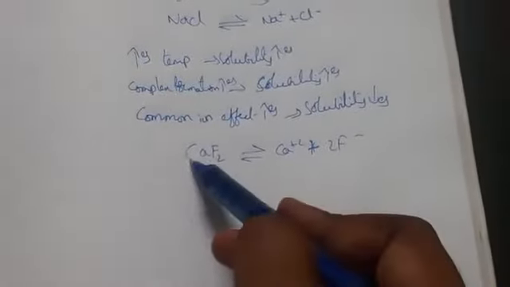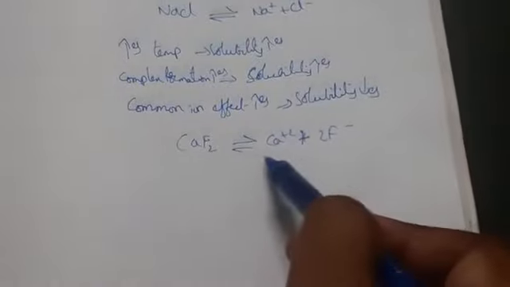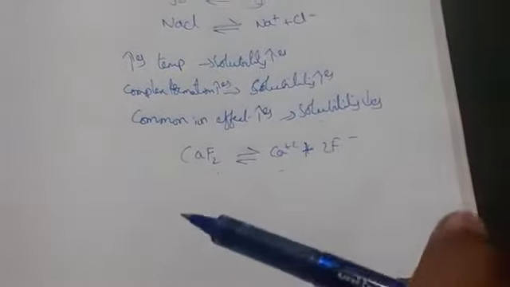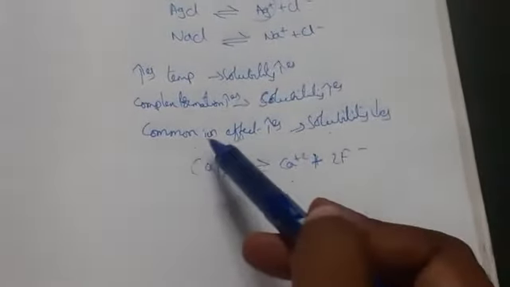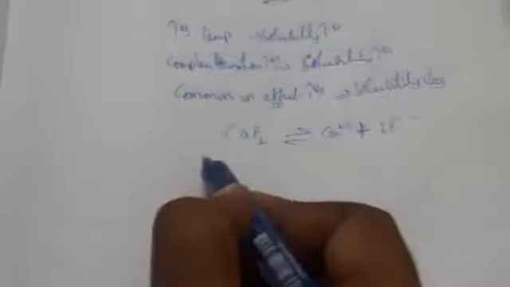So whenever we increase this one, automatically the equilibrium shifts in the backward direction, towards the left side. Then automatically the solubility is decreasing here. That's why when the common ion increases, solubility decreases. And then there is the pH value.